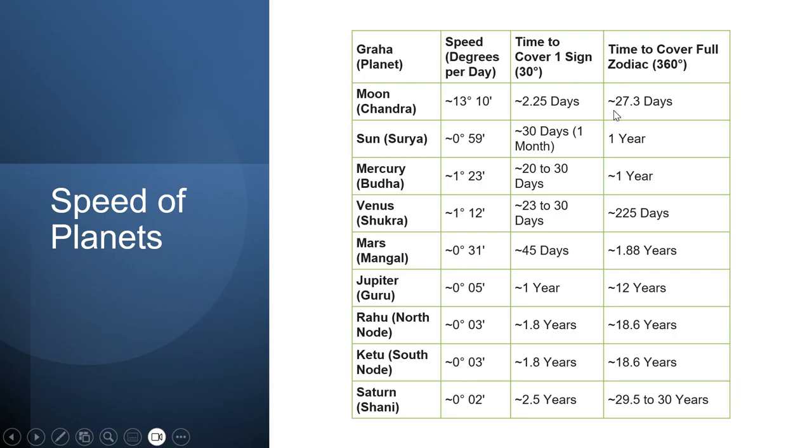Moon takes 27.3 days. I think I discussed this earlier also. Because it takes 27.3 days, all our rishis divided the whole zodiac into 27 nakshatras. This is basically the logic for why we have 27 nakshatras. And we have 12 rashis basically because the Sun takes 12 months. In each there is something known as a solar month also.